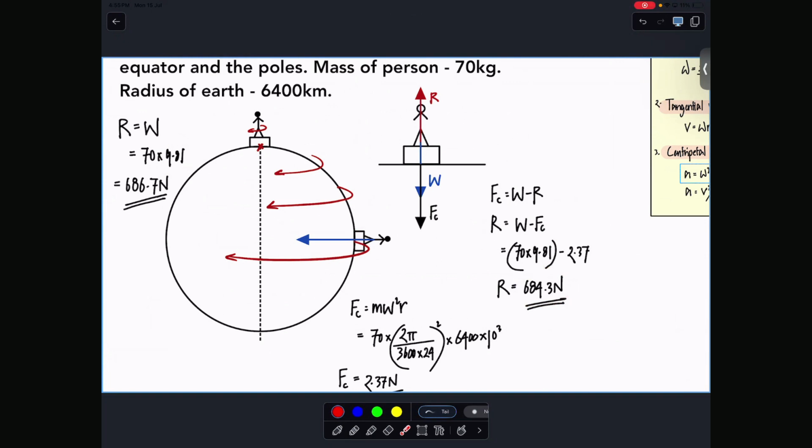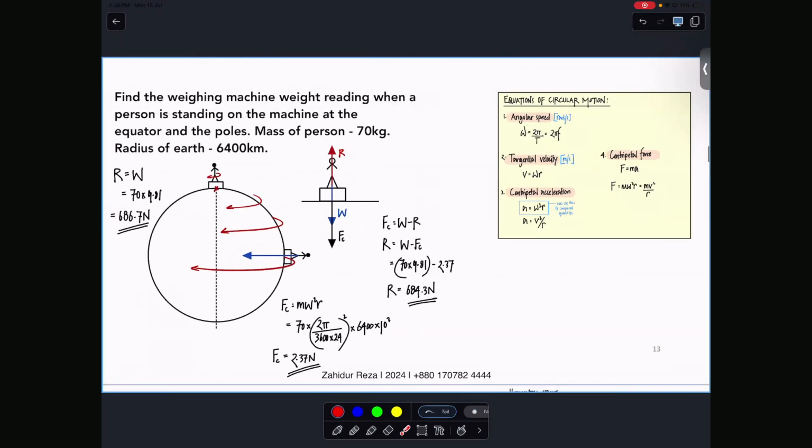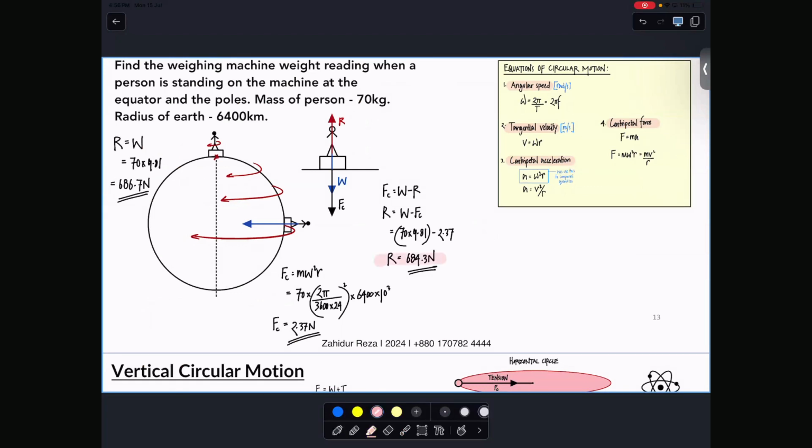The decimal places shown here don't show up on a weight scale. Why would you take your weight to 4 significant figures? No one does that, right? So anyways, that's the answer. So this is the reading at the equator, that's the reading at the poles.